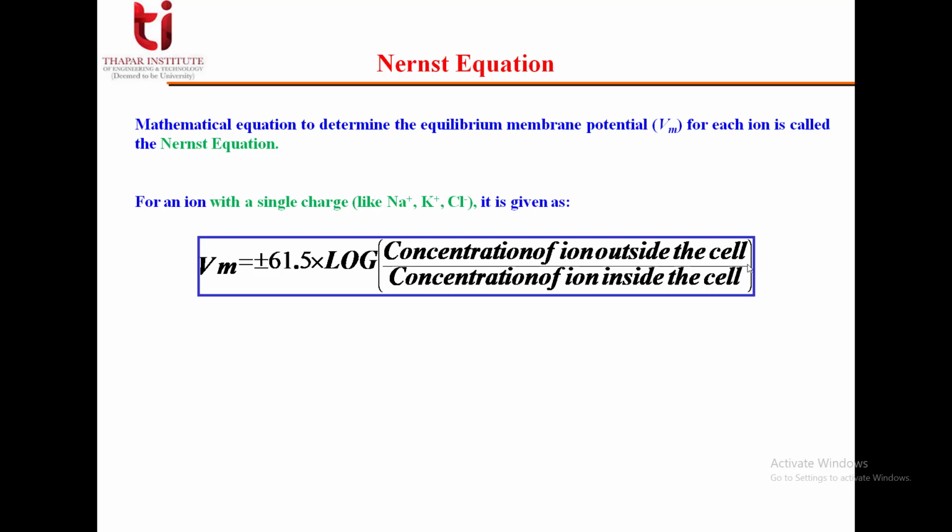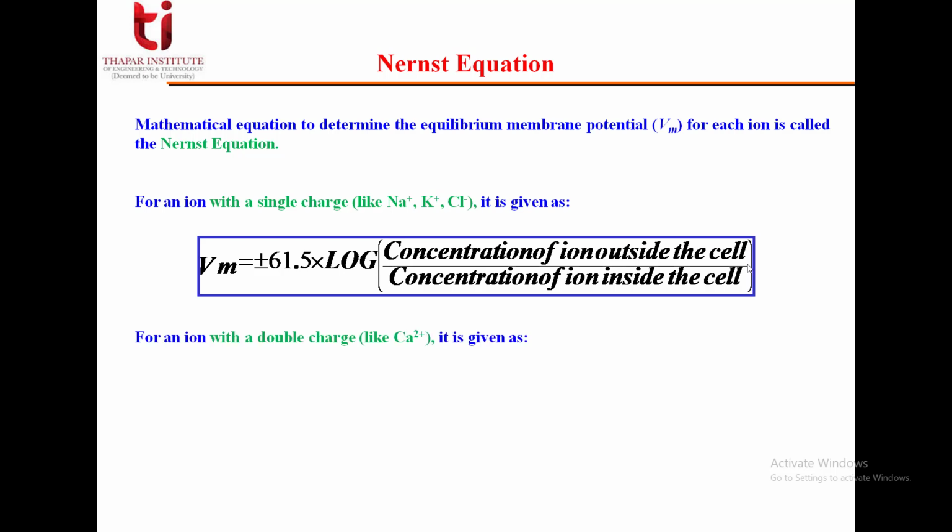If it is having a single charge, then this equilibrium membrane potential can be given by this equation: Vm is equal to plus or minus 61.5 times log of the concentration of the ion outside the cell to the concentration of the ion inside the cell. This is for an ion with a single charge like sodium, potassium and chloride.